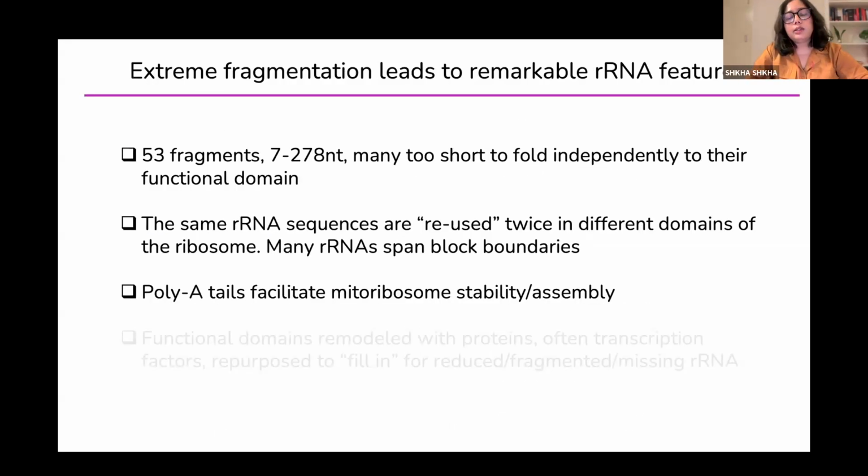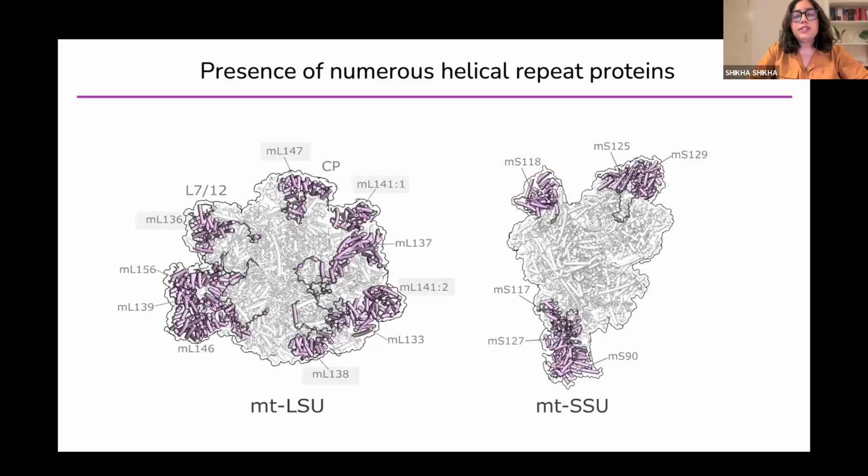Another strategy that the toxomitoribosome adopts is the presence of numerous helical repeat proteins. We know from many other organisms that helical repeat proteins are RNA binders. What we saw in our structure was that these helical repeat proteins, marked here in purple, are in fact helping different rRNAs co-localize with each other. So kind of binding one protein, binding a few RNAs and bringing them together.